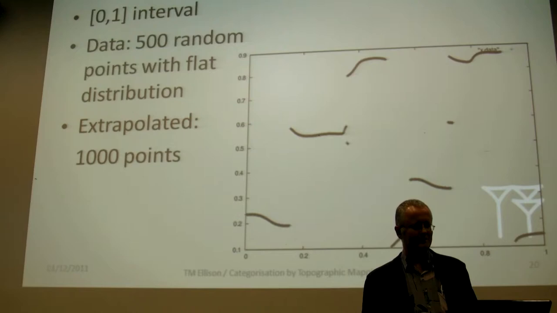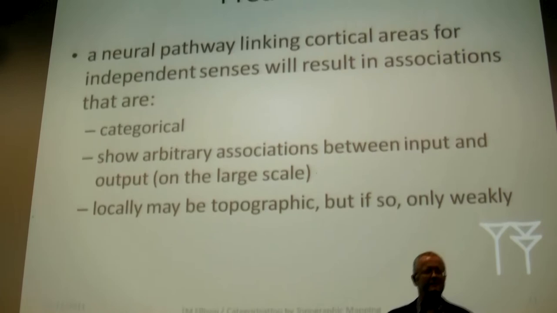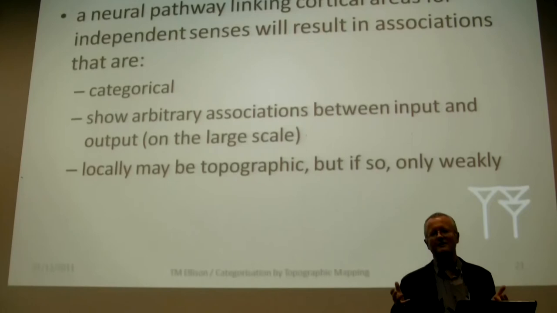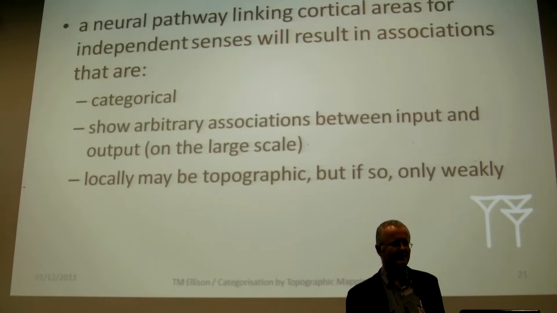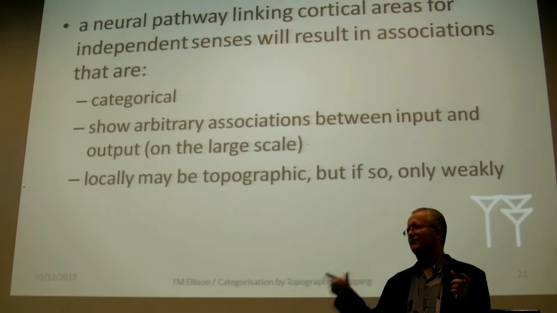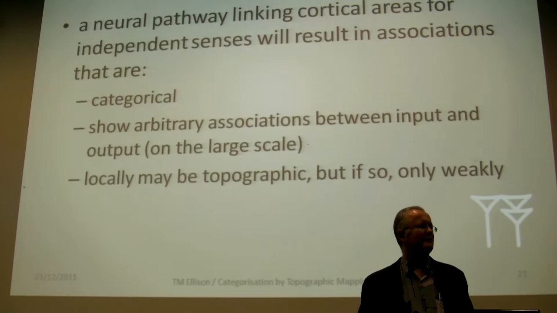Okay, so the prediction here is that if you have a neural pathway that links cortical areas that are being fed by sensors that aren't necessarily having highly correlated inputs, so it's not like being fed by two eyes, rather it's like being fed by your ears and your eyes or something like that, then what we might expect to see is categorical relationships between them being formed. Okay. We expect arbitrary associations between the two spaces on a larger scale. Locally, where you have one chunk mapping up with one chunk, you might get some sort of topographic relationship developing, but if so, chances are it'll be fairly weak if it's present at all.